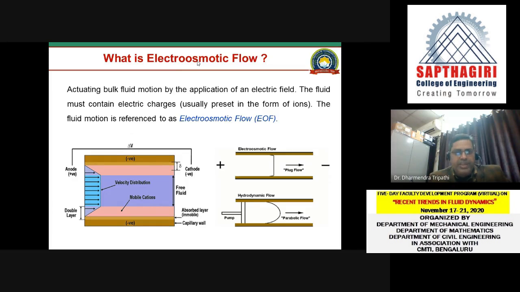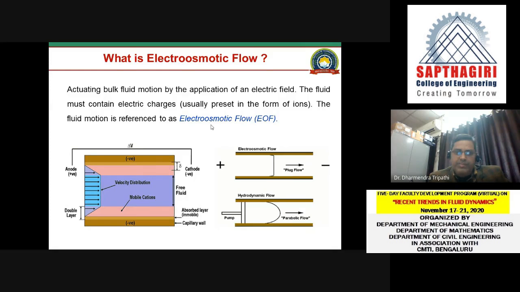So when we are studying the fluid motion or aqueous fluid motion under the effect of an electric field, that type of flow is known as electroosmotic flow. So what is the difference? Because in hydrodynamics, especially in fluid dynamics problems, we are studying the pressure driven flow.